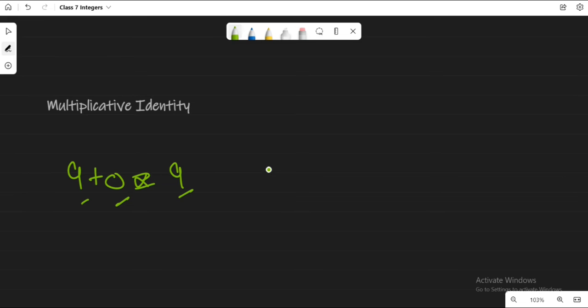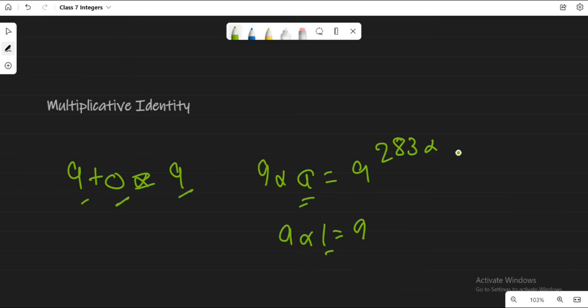Let's say we have to multiply 9 to a number, say a, and the result should be 9. So what will be that number? Yes, you are right. When we multiply 9 to 1, the result will be 9. So the multiplicative identity is 1. Let's take another number, say 283. When you multiply 283 to 1, the result will be 283.